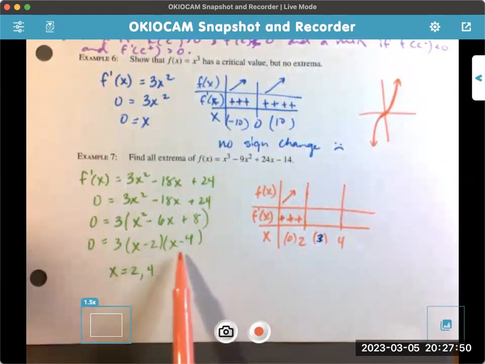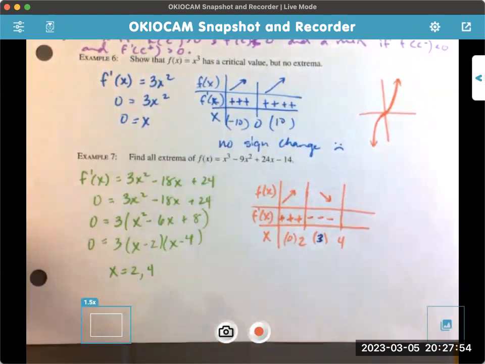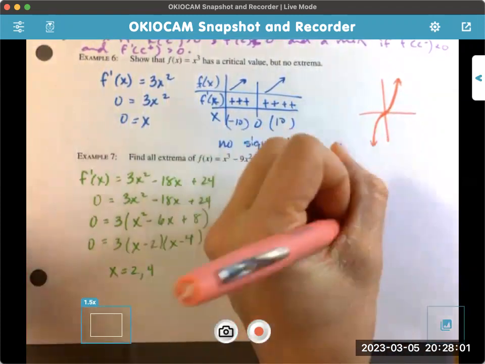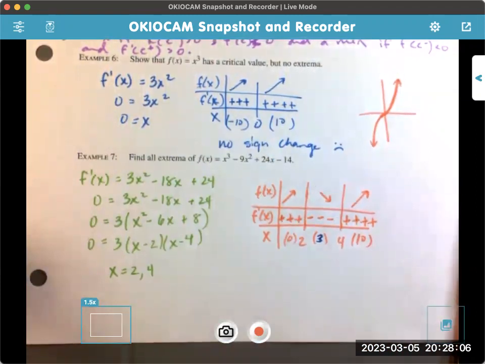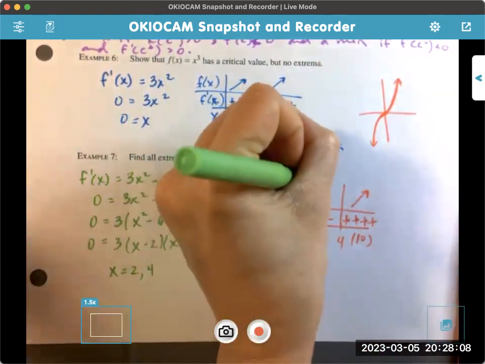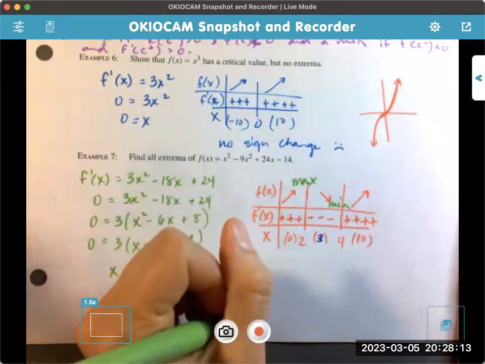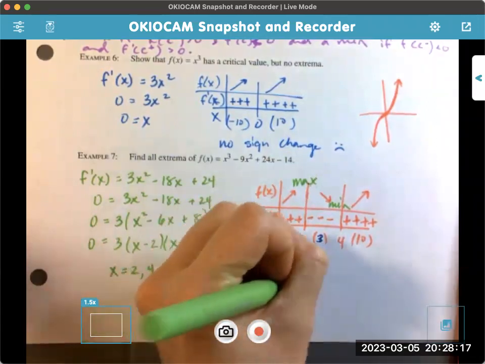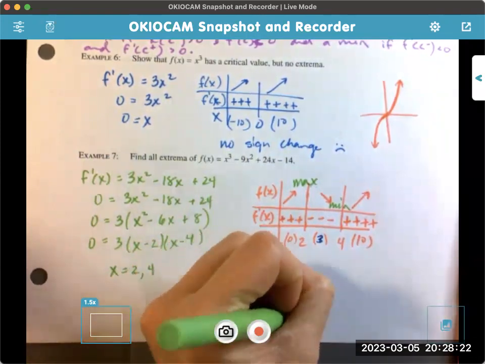So this is a positive times a negative, which gives us a negative. So we're decreasing. And then again, let's say we use 10, my favorite Goldilocks kind of number. Positive times a positive is positive, so f is increasing. Since we have the sign changes, we know that we have a max here and a min here. So we have a max at x equaling 2 and a min at x equaling 4.